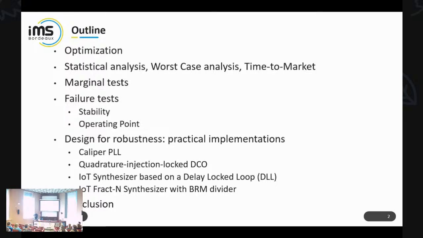both a synthesizer made with a delay locked loop, and then a synthesizer which is a fractional-N with a special divider. And of course, we will conclude and we will discuss. And if you have any question, I will be more than happy to answer those questions.